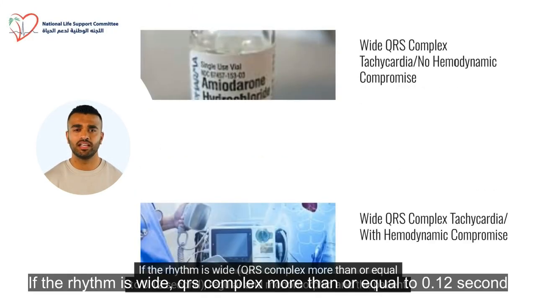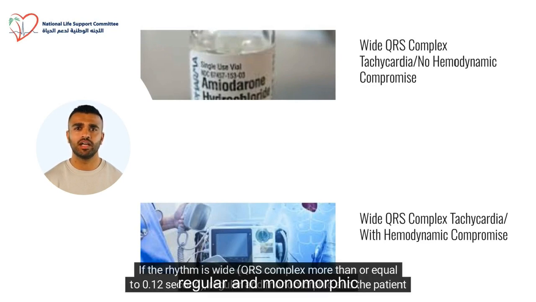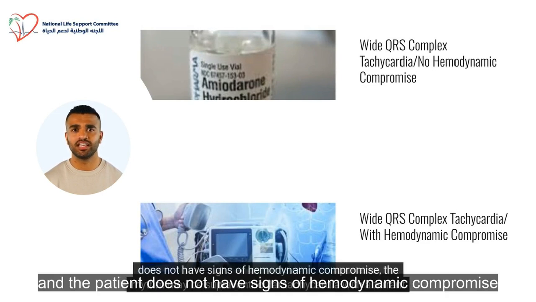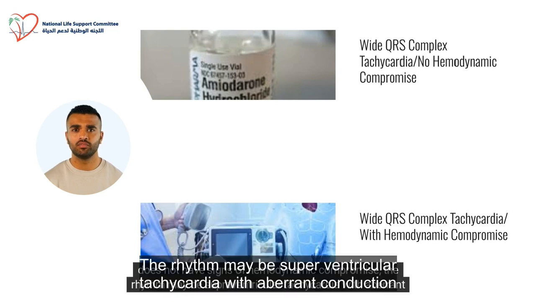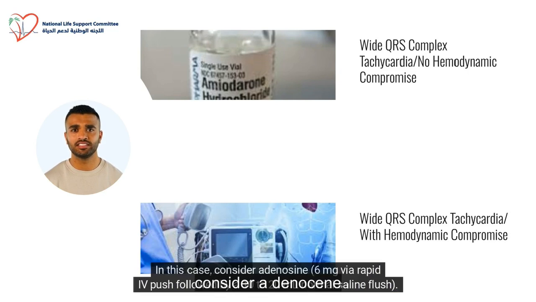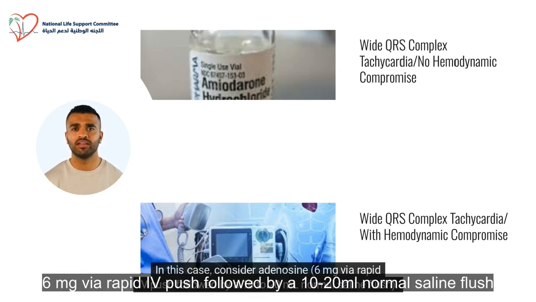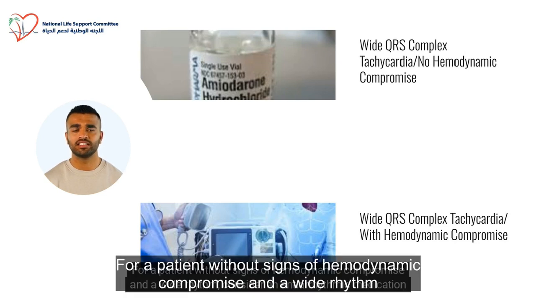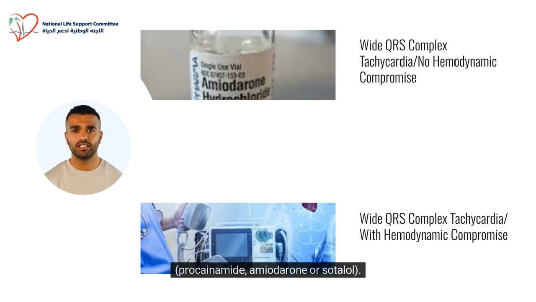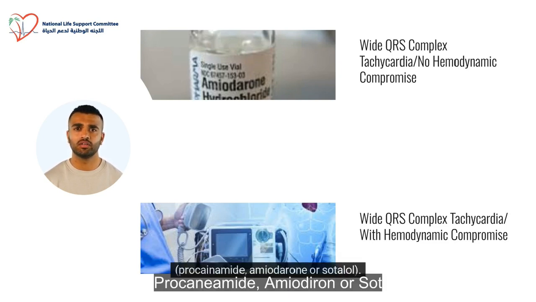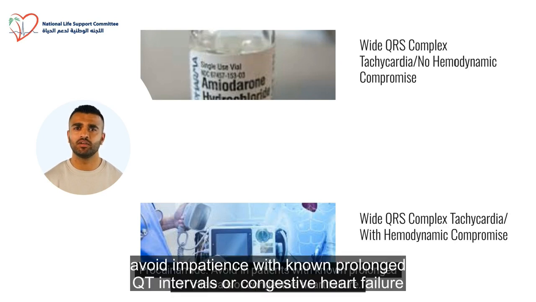If the rhythm is wide, QRS complex more than or equal to 0.12 second, regular and monomorphic, and the patient does not have signs of hemodynamic compromise, the rhythm may be supraventricular tachycardia with aberrant conduction. In this case, consider adenosine, 6 mg via rapid IV push followed by a 10 to 20 ml normal saline flush. For a patient without signs of hemodynamic compromise and a wide rhythm, consider an antiarrhythmic medication: procainamide, amiodarone, or sotalol. Procainamide: avoid in patients with known prolonged QT intervals or congestive heart failure.